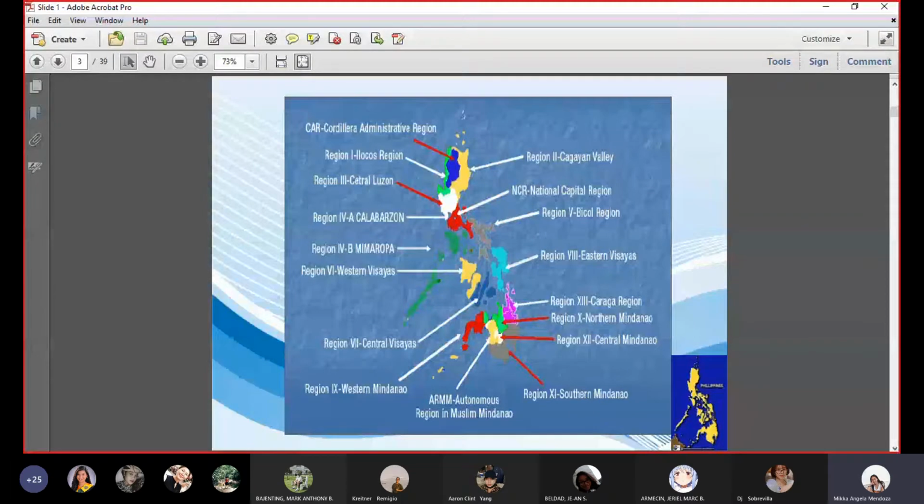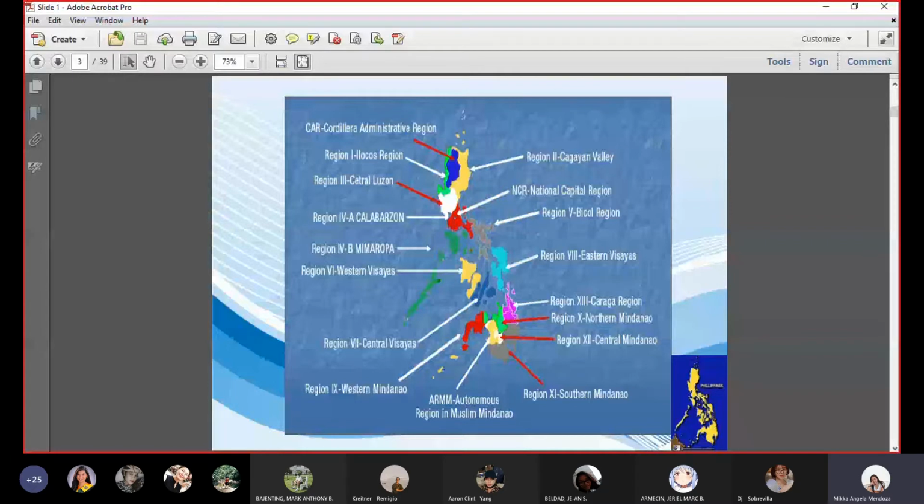Region 6, Western Visayas, Panay. Region 8, Eastern Visayas, Leyte and Samar. Region 7 here, this is the Central Visayas, Cebu. Region 13, Caraga Region. Region 10, Northern Mindanao. Region 12, Central Mindanao. Region 11, Southern Mindanao. ARMM or Autonomous Region in Muslim Mindanao. And Region 9, we have Western Mindanao. So this is the Philippines, the archipelago of the Philippines. We have 16 regions all in all.